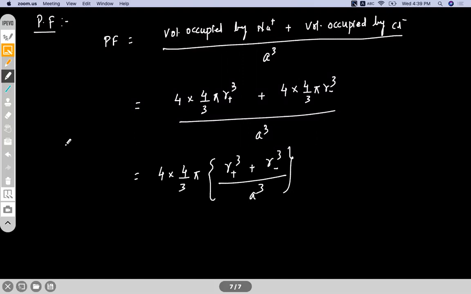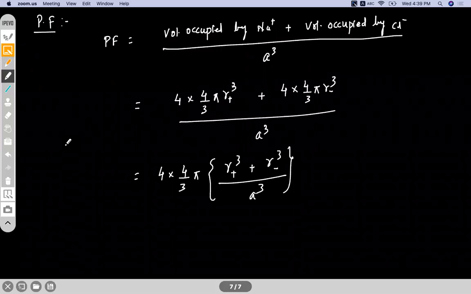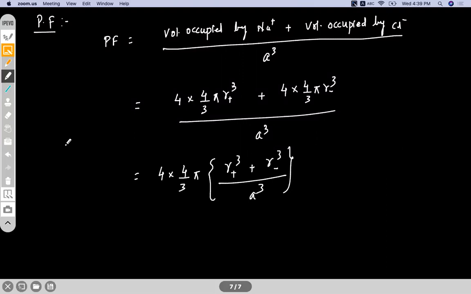They won't ask you to calculate the packing fraction of ionic crystals. Normally they'll ask it for covalent compounds where the r value is the same, so you don't have r+ and r− present over there. We have only r, hence the calculation is easy, which we did last class. But if they ask, the method is this only.